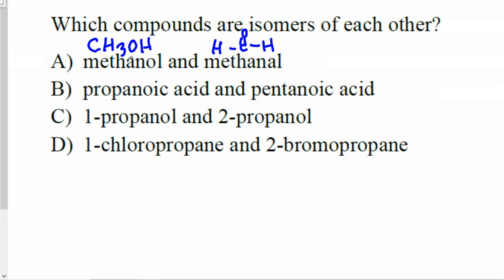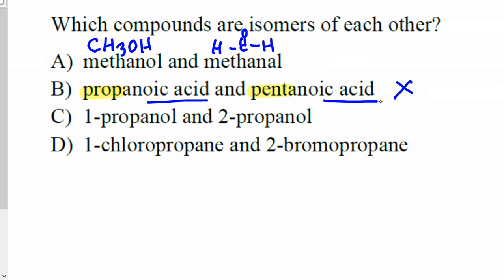If you're looking at option B, we have the same functional group, but we have different prefixes. So right away, I know that that's not our best option. Because pent means 5 carbon, prop means 3 carbon, and both of them are organic acids, so their functional groups are exactly the same. If they have different numbers of carbons, they cannot be isomers.